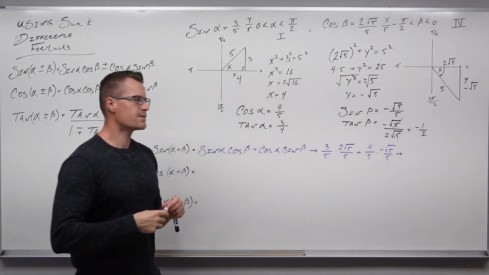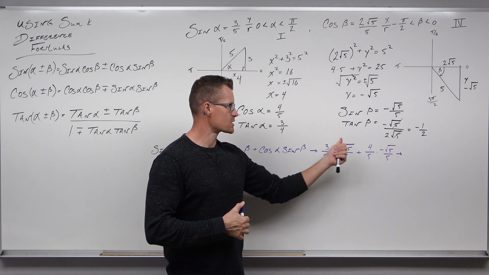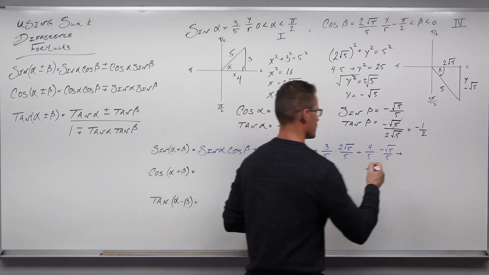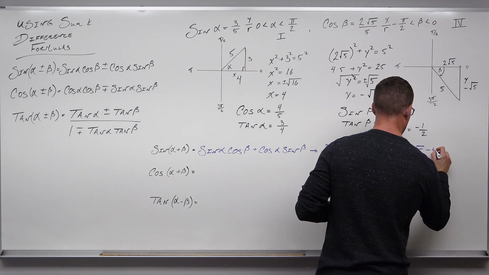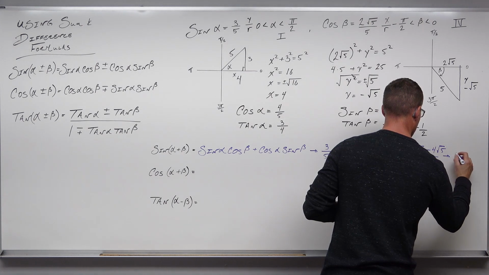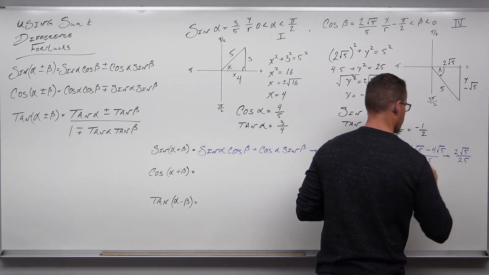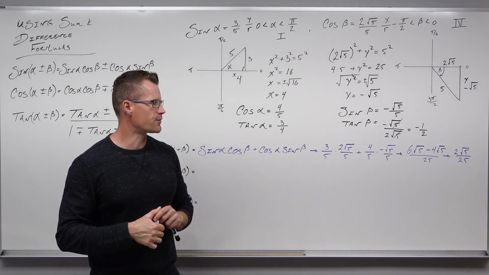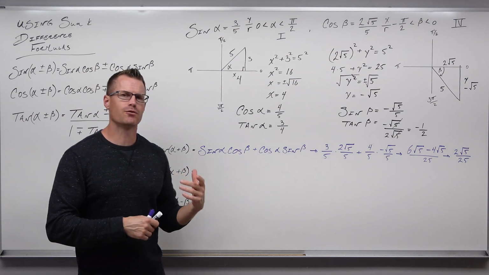If we do just a bit of simplification, we notice that we have a common denominator of 25. So that's going to be 6 square root 5 minus 4 square root 5 all over 25. And because we have that common radical, we can just subtract them. So 2 square root 5 over 25. That's about it. That's exactly what sine of alpha plus beta will give for you.